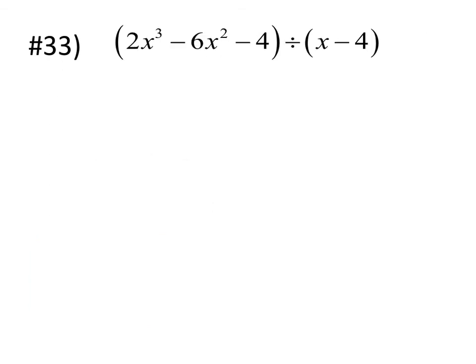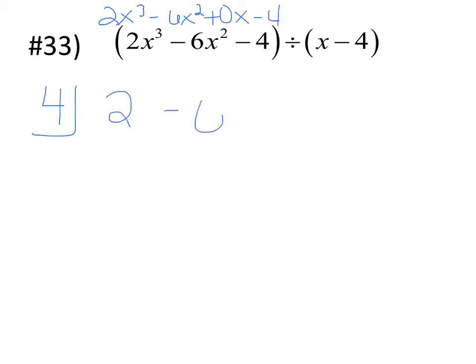Okay, now on this one, because you're just dividing by x minus 4, you can actually do synthetic division if you want. So because you're dividing by x minus 4, you're going to put a positive 4 in the box. Now look at your exponents: 3, 2, 0. So we need to change that up a bit. We need to change it to 2x cubed minus 6x squared, plus 0x, minus 4, because I'm missing the x. And that's where I'm going to get my coefficients from. So I'm going to do 2, negative 6, 0, and negative 4.